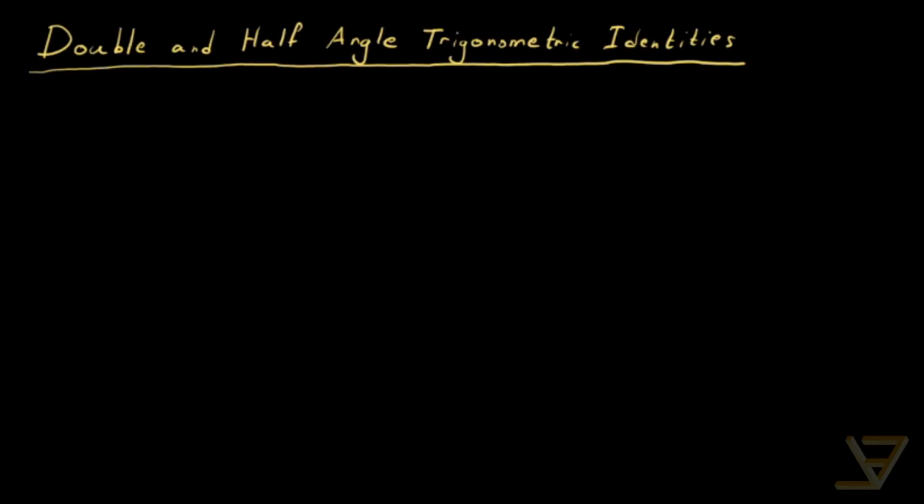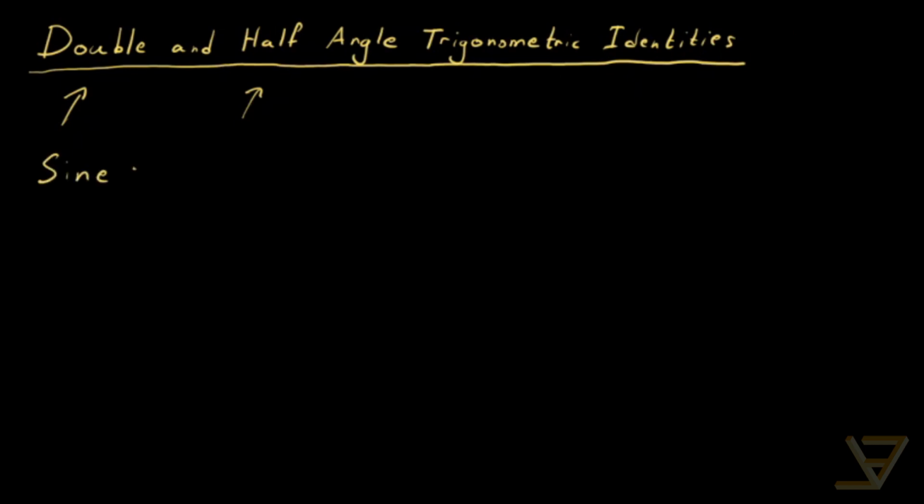Hi everyone, let's talk about some trigonometric identities. In particular, we're going to be talking about the double angle identities and the half angle identities. To derive these, we're going to need the addition identities for sine and cosine. So let's write them out.